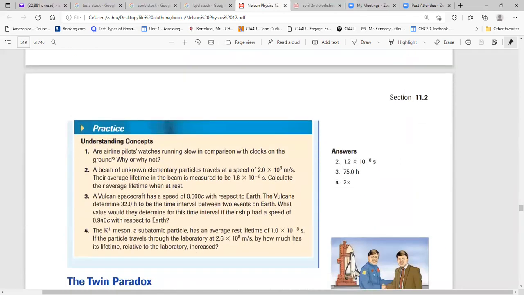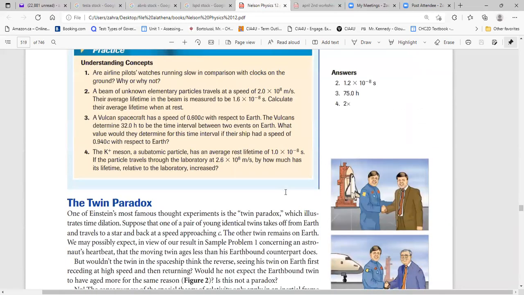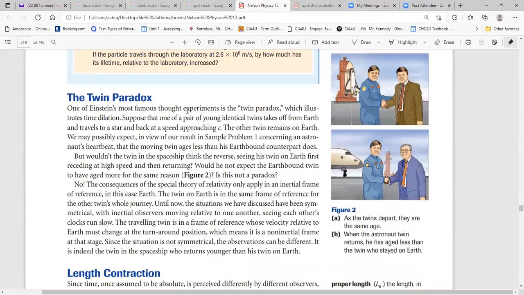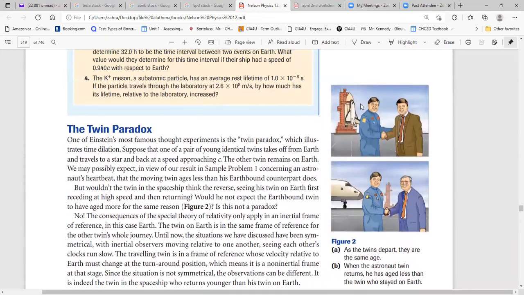So for practice, you can do question number 2. So here is a twin paradox. If we say there is a twin on Earth, and one of them wants to travel with a shuttle, and the shuttle is moving with the closest speed to the light. When it goes on a round trip and comes back, this twin is still young, but this one is getting old.